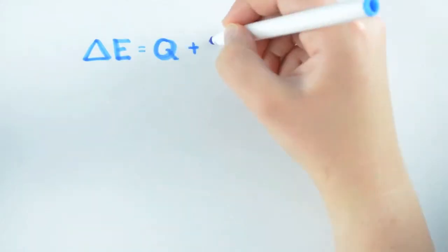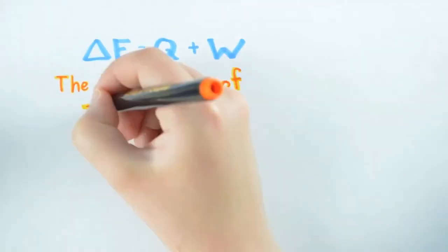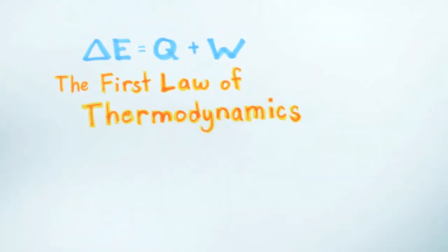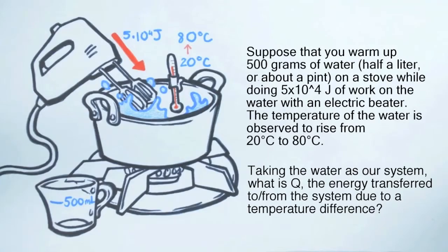We're now in a position to write a more general form of the energy principle like this, where we now have two different types of energy transfer that can happen. This form of the energy principle is sometimes called the first law of thermodynamics. Now, in a given problem where we apply the energy principle, we could have both types of transfer happening at the same time. Here's a question like this for you. Give it a try.